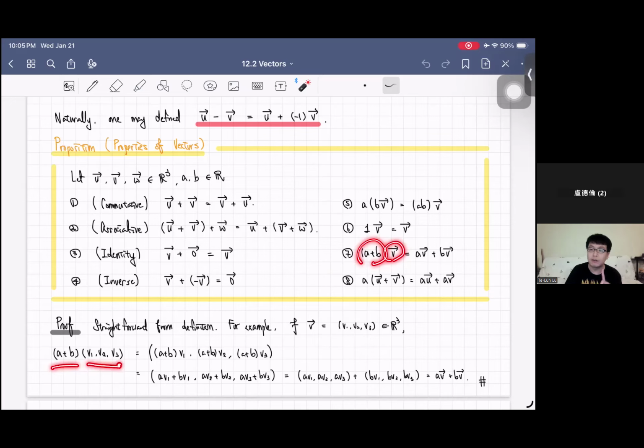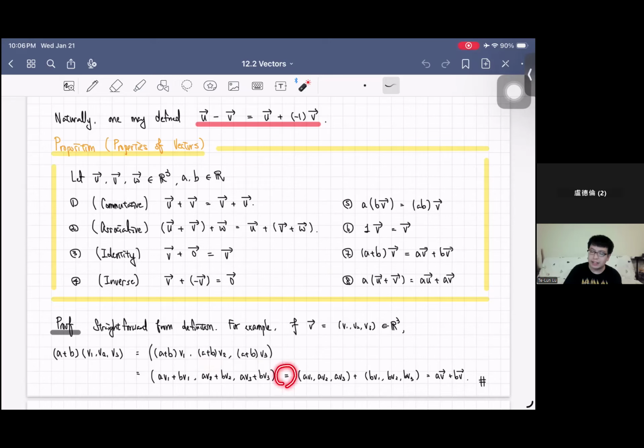So by definition of scalar multiplication, we want to multiply each entry by this number, which is a plus b: (a+b)v1, (a+b)v2, and (a+b)v3. Now, by the distribution law of number multiplication, which you learn in elementary school, (1+2) times 3 will be 1 times 3 plus 2 times 3. So (a+b)v1, now that is a commutation of numbers. So you get av1 and bv1, av2, bv2, and av3 and bv3, okay?